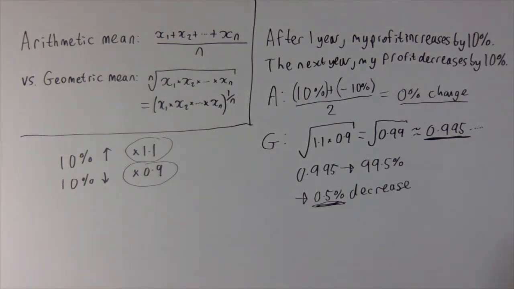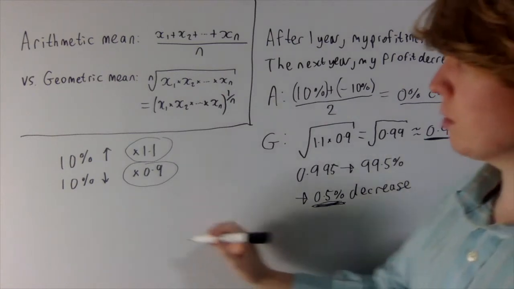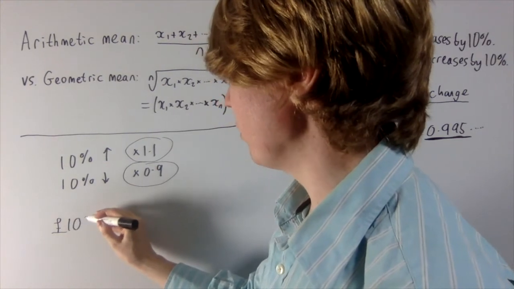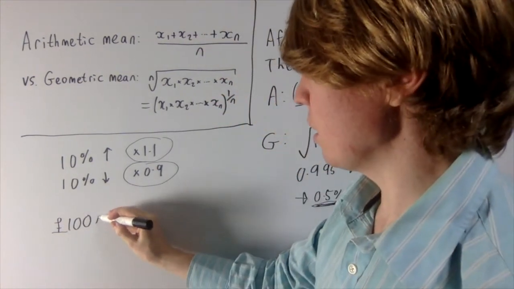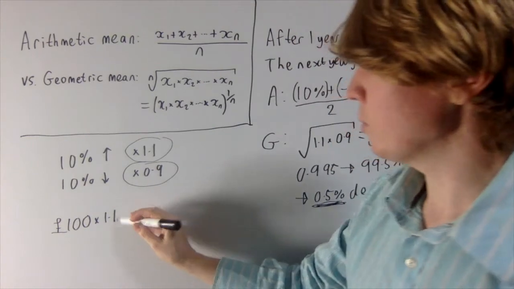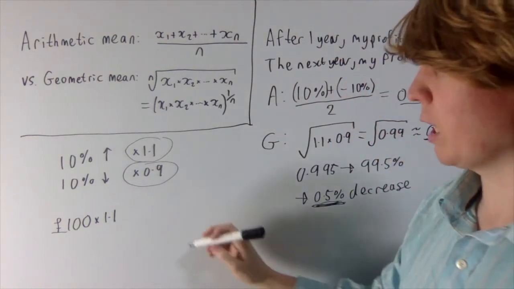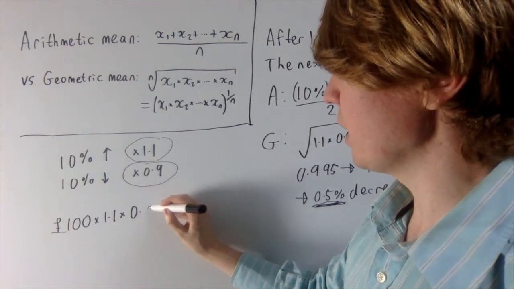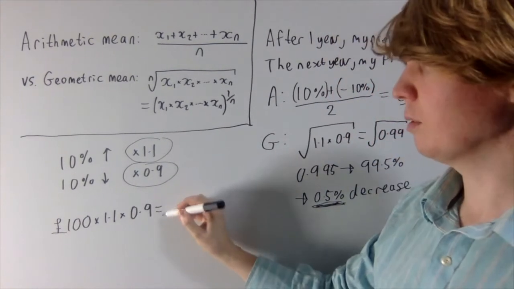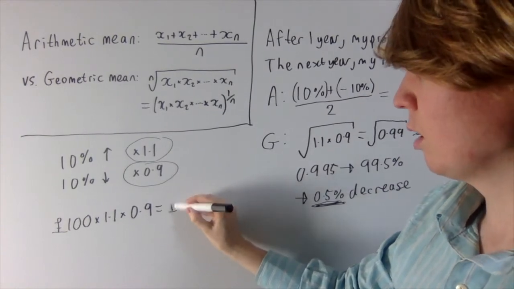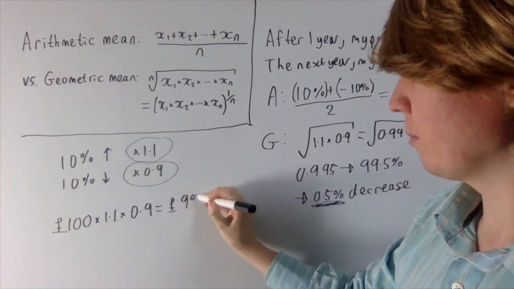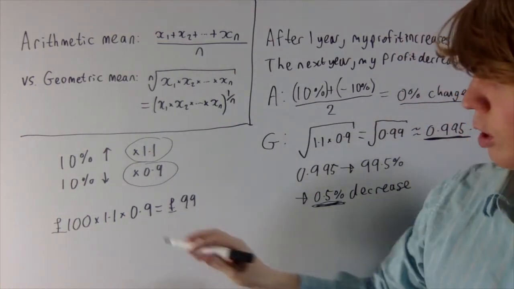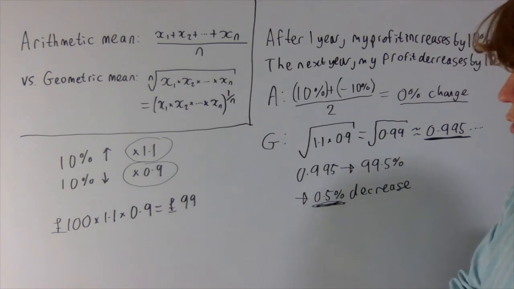So let's have a quick look at an example with some numbers. Let's imagine my initial profit in the first year was just £100. So then my profit the next year, I'd multiply this by 1.1, it would be £110. Then my profit decreases by 10% from that, so I'd multiply this by 0.9, and then what this would give me would be £99 when you multiply all of these. So you can see here the profit has actually gone down compared with my original.